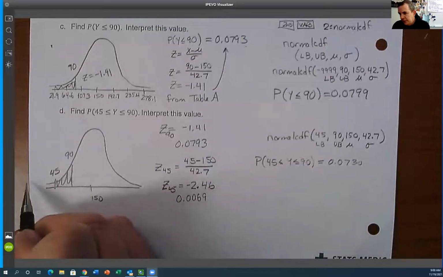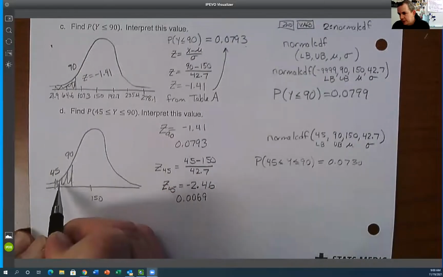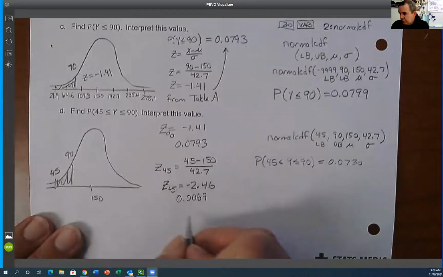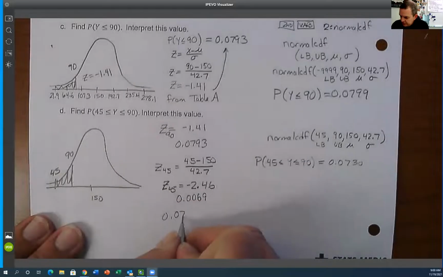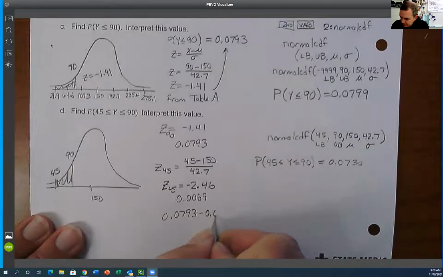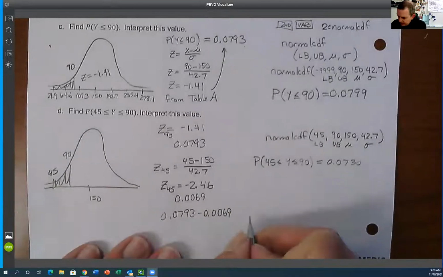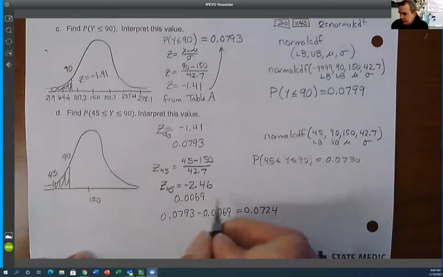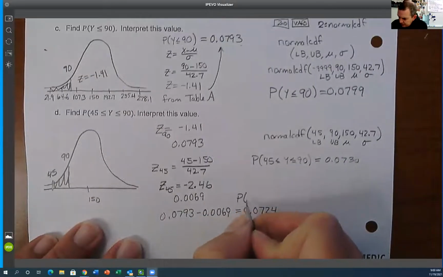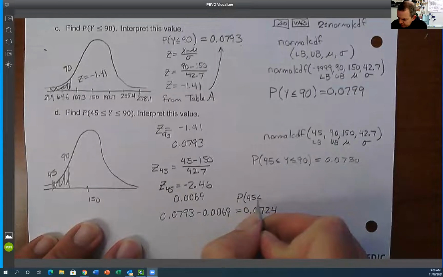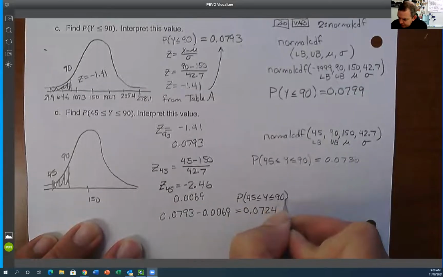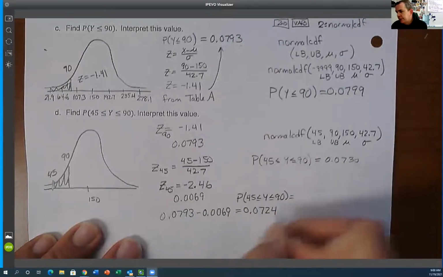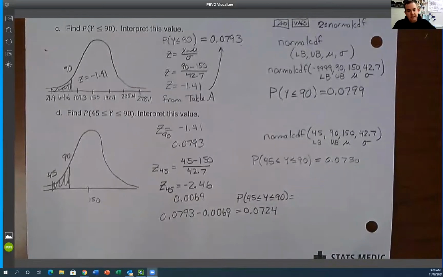And what I need to do is figure out the difference between those two, because this tells me everything down. 45 tells me just from 45 down. So if I do 0.0793 minus 0.0069, I'm going to get 0.0724. So in this case, the probability of y being between 45 and 90 is 0.0724. Again, pretty close, but it doesn't have to be exact.